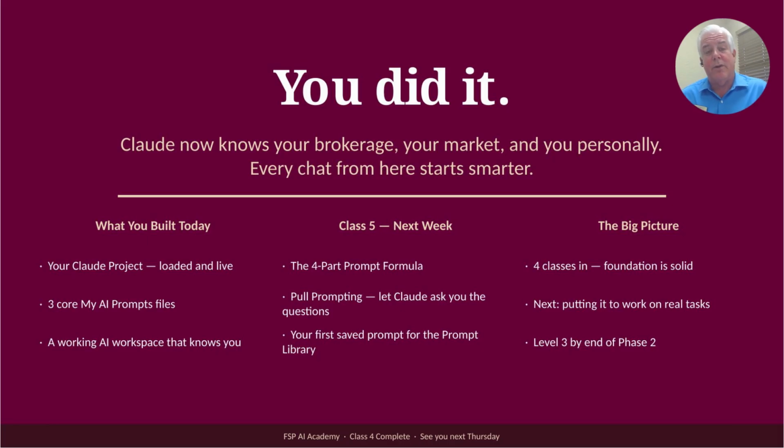Next week, we go to work on the 4-part prompt formula, the framework that turns an average AI response into something you'd actually use. We'll be working from real examples from your homework, so bring your best output and your worst output. Both are useful. Homework is in your follow-up email. 2 things. 20 minutes. See you next Thursday.